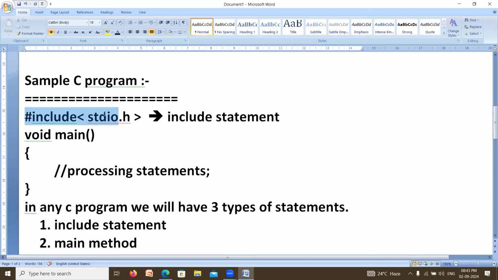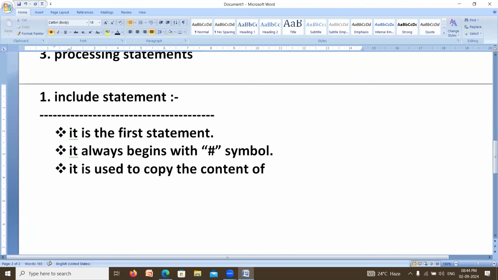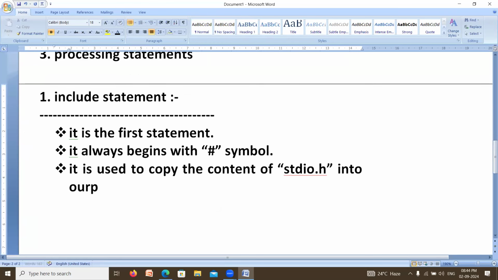Whenever you write this line of code, what happens? The code written in this header file will be copied into your program. Then you can use those tools. So what is the use of this? It is used to copy the content of the stdio.h file into our program.